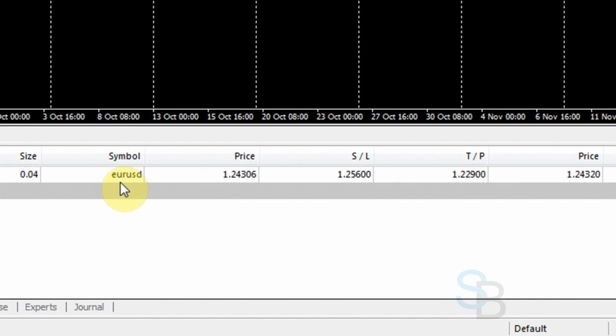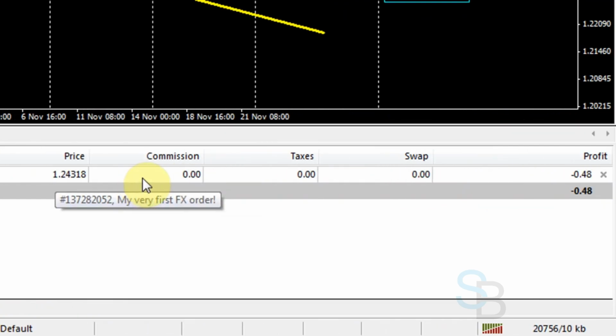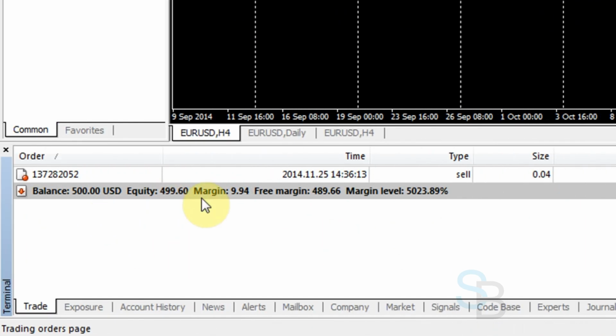Symbol is euro-dollar. The price is that, that's the price at which the order was open. Stop loss, take profit as specified. This price is the current price. Commission, taxes, and swap. And our current profit's a bit negative. That's because of the spread. Here you've got information, equity, margin, free margin, and balance.